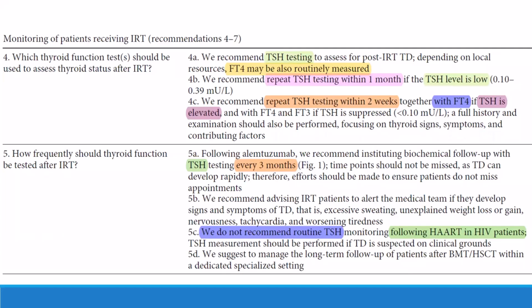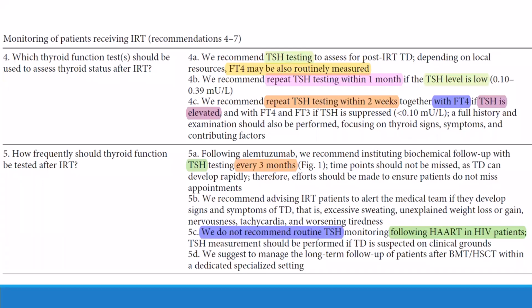We repeat TSH testing within 2 weeks, together with T3 and T4, if TSH is elevated, if the patient is hypothyroid, or if TSH is suppressed, less than 0.1. So in a case of grade 2 subclinical hyperthyroidism, we should repeat TSH after 2 weeks with T3 and T4. And if TSH is elevated and the patient is hypothyroid, in this situation, I will repeat TSH after 2 weeks.